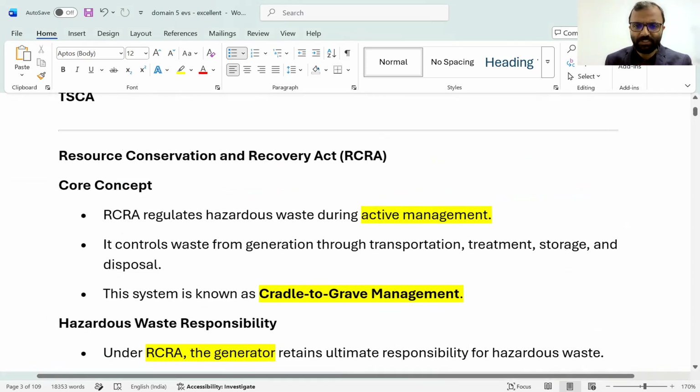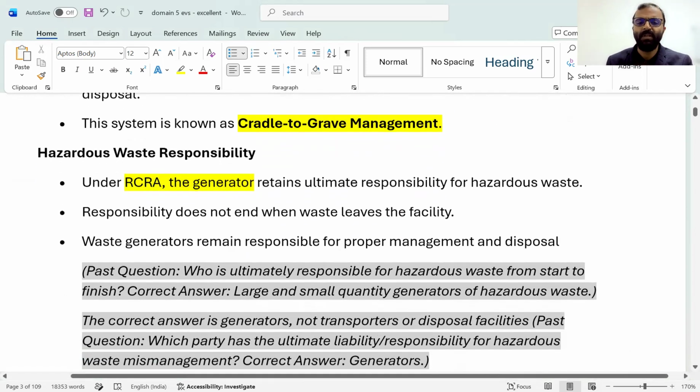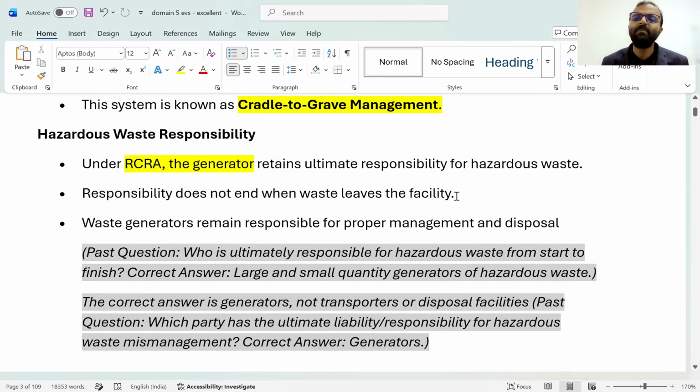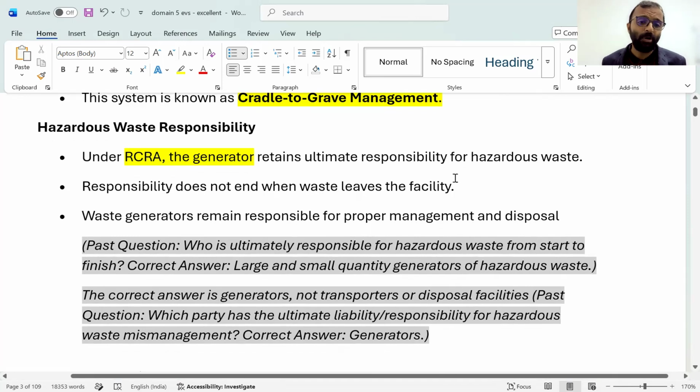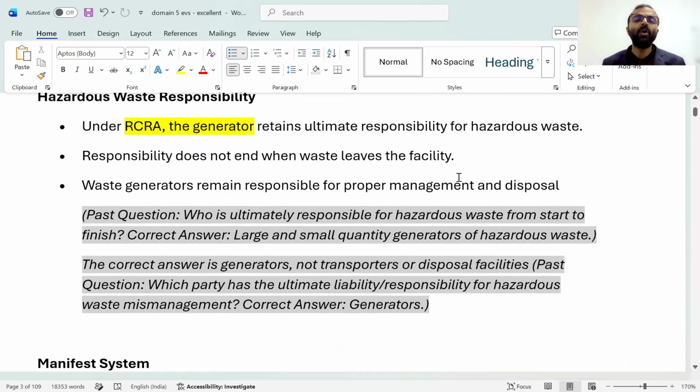It controls waste from generation through transportation, treatment, storage and disposal. So the generator is ultimately responsible for hazardous waste. Responsibility does not end when the waste leaves the facility. If the waste has been emptied from my factory, it doesn't mean that I am not responsible. Waste generators remain responsible for proper management and disposal. If your factory is making waste and you went somewhere and dumped it, that does not mean that you are not responsible for it.